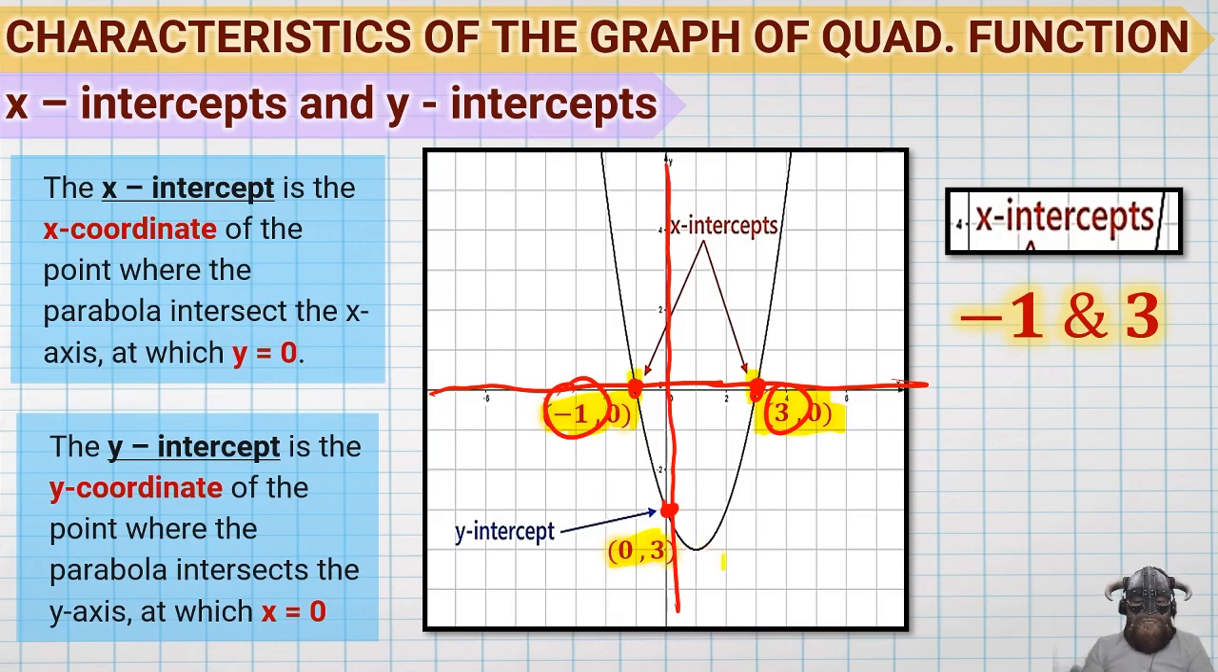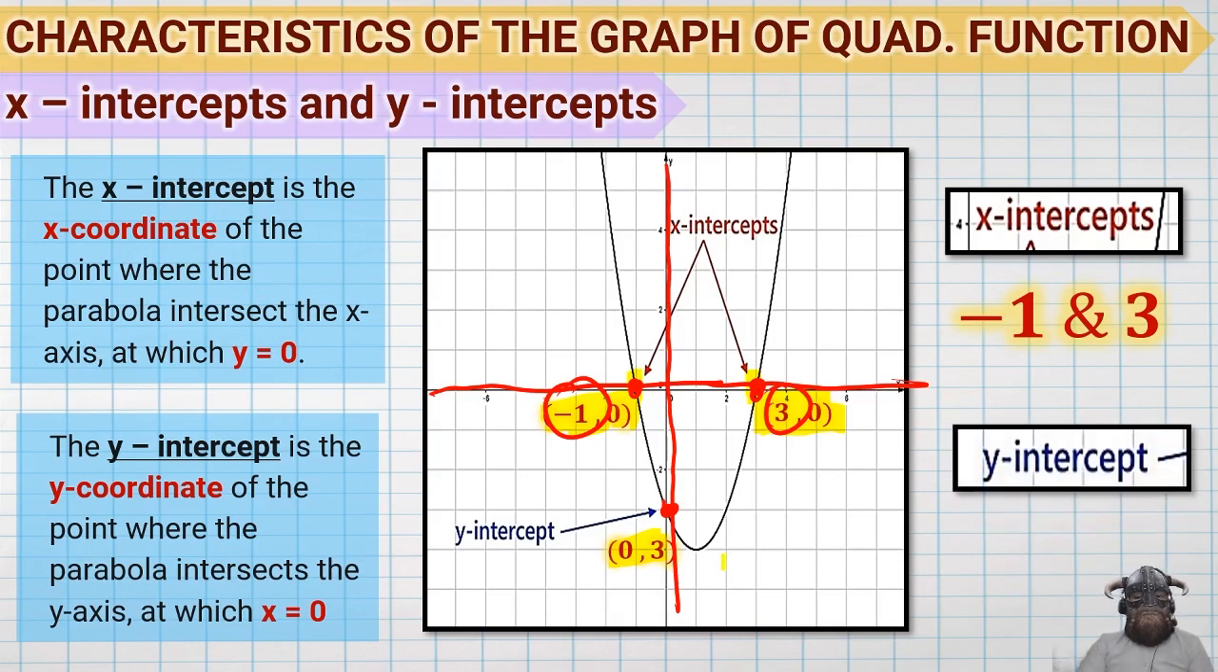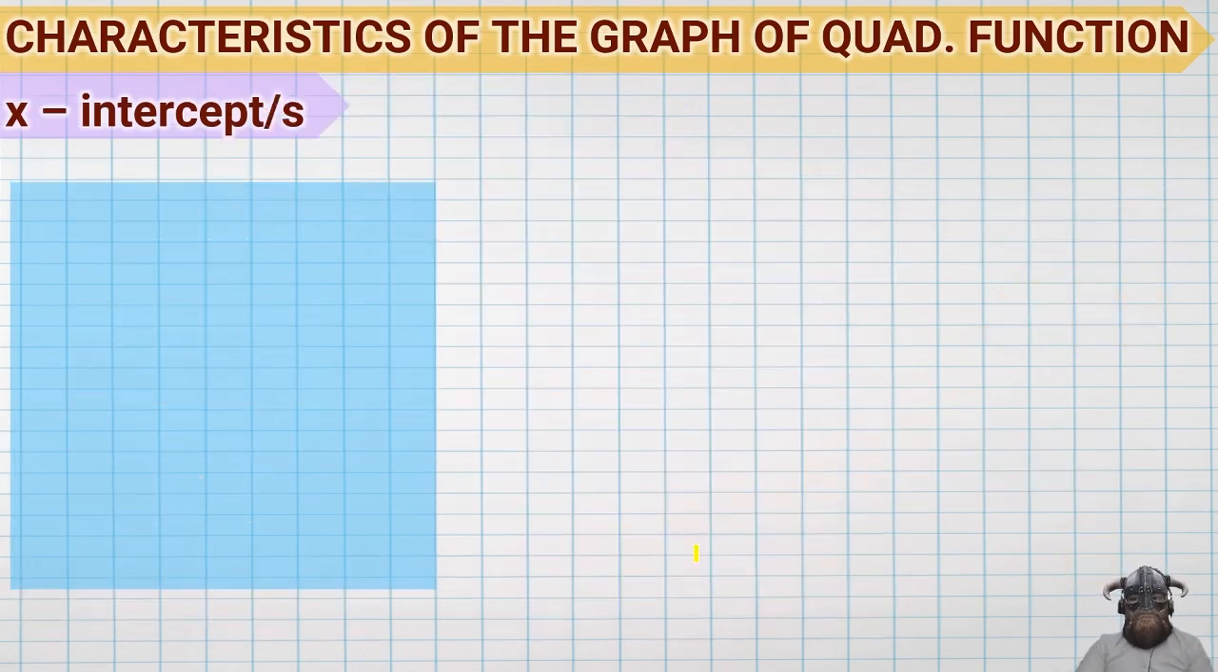So, ang y-intercept natin is not exactly the coordinate 0, 3 but rather just the value of y when x is equal to 0. That is just 3. So that's how we define the intercept of a quadratic function. X and y intercepts. Yan.